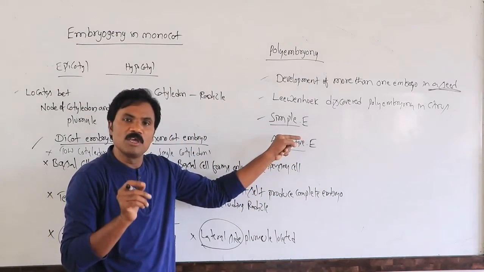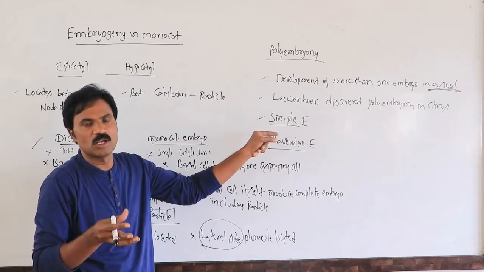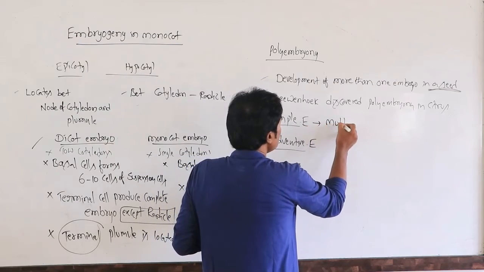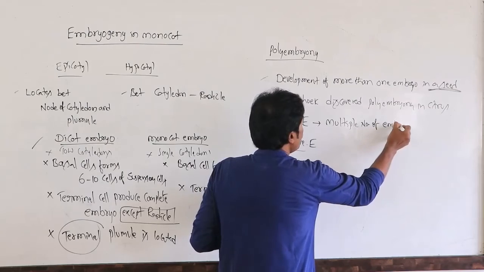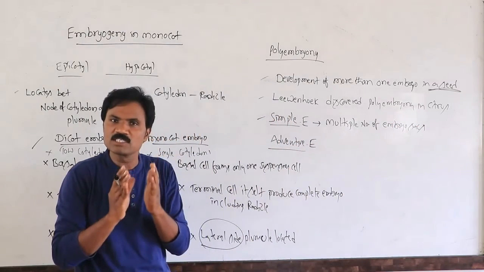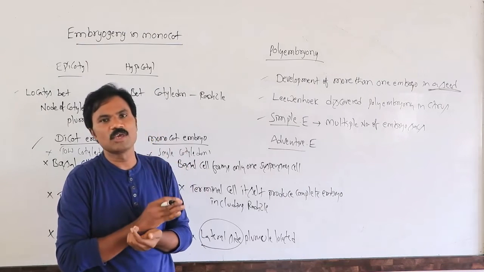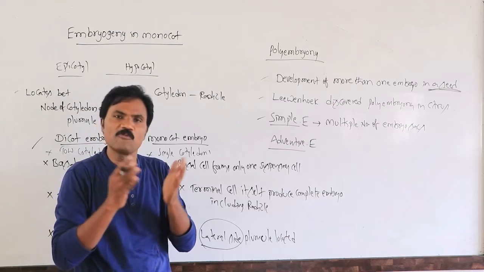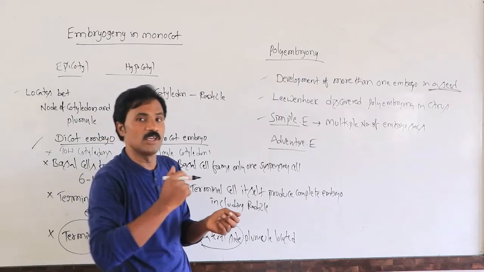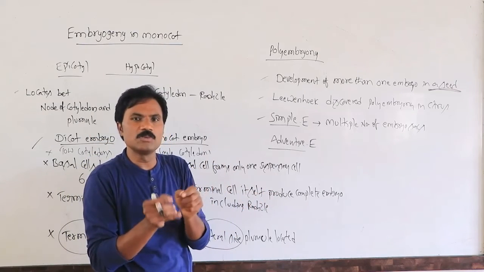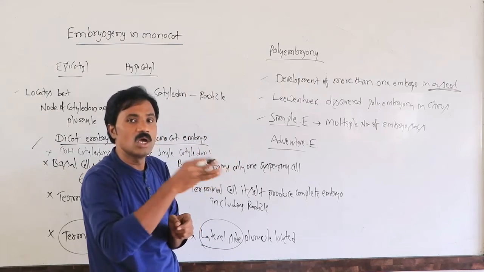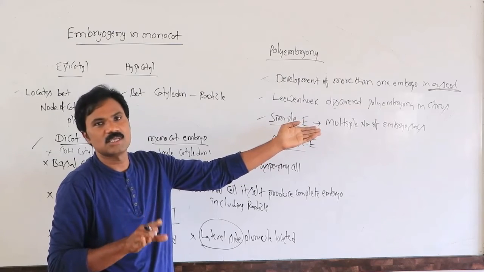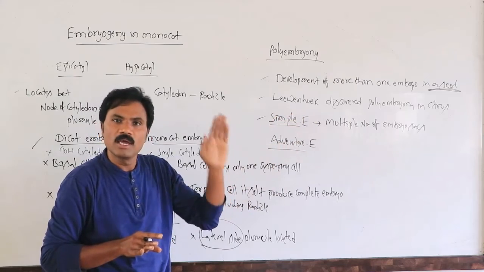What is simple embryony? If multiple embryo sacs are present, such formation of multiple embryos is regarded as simple embryony. Normally only one functional megaspore forms one embryo sac. But if the megaspore mother cell gives four functional megaspores, then four embryo sacs are formed. Four embryo sacs mean four pollen tubes, each egg cell is fertilized, and it forms four embryos. That is simple embryony. Example, Brassica.